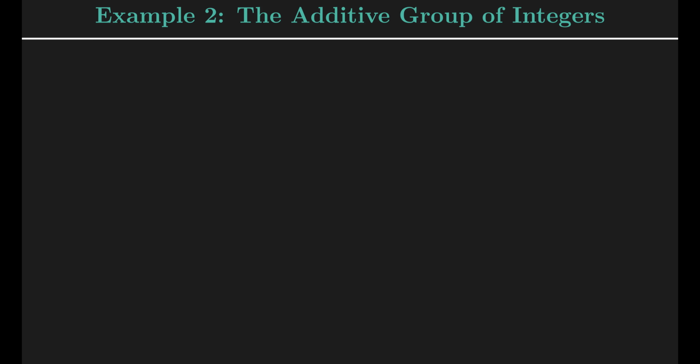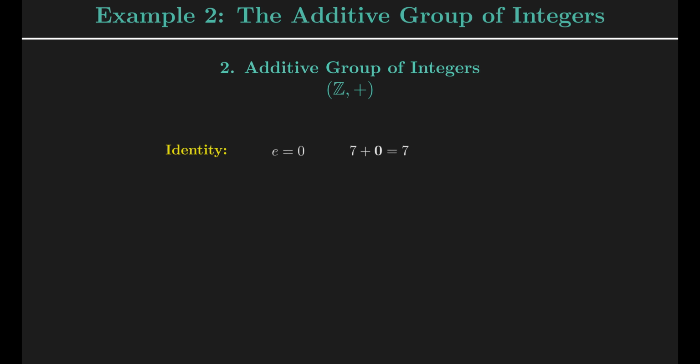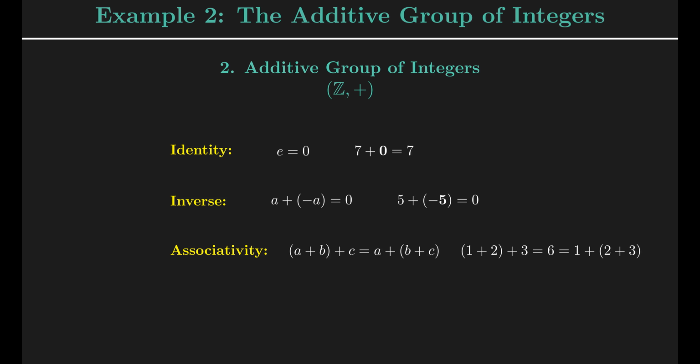Now, consider a different structure. Example 2, the additive group of integers. Here, the operation is addition. This fundamentally changes the identity element. It is no longer 1, but 0. Adding 0 to 7 leaves it as 7. Consequently, the definition of the inverse shifts. To get back to the identity, we add the negative of the number. Positive 5 plus negative 5 brings us back to the identity element, 0. And associativity, as always, holds true for standard addition.